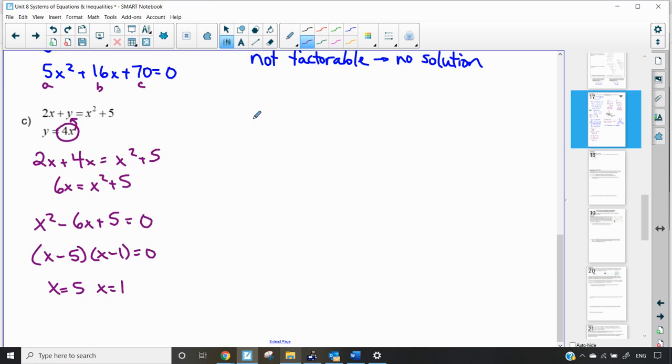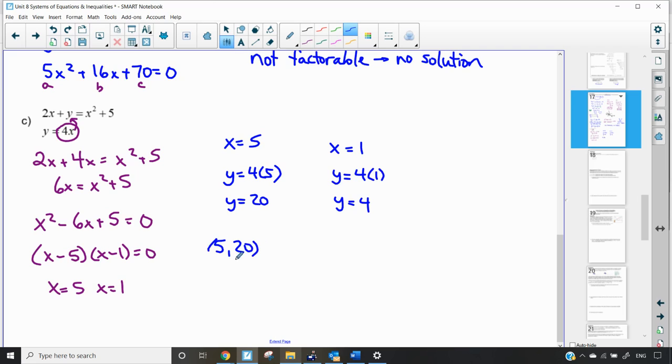Now again, I'm going to take those values and I'm going to sub them into my y equals 4x equation. So when I have x equals 5, that gives me y equals 4 times 5, which is 20. And when I have x equals 1, that gives me y equals 4 times 1, which is 4. So my solutions would be 5, 20 and 1, 4.